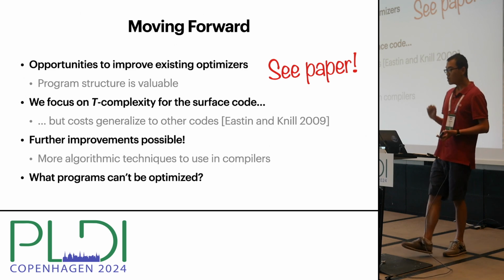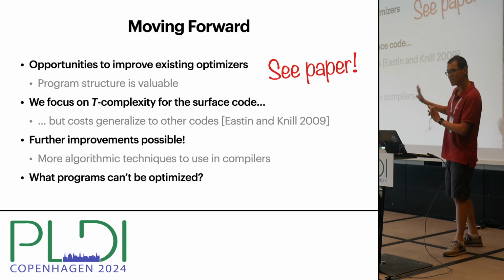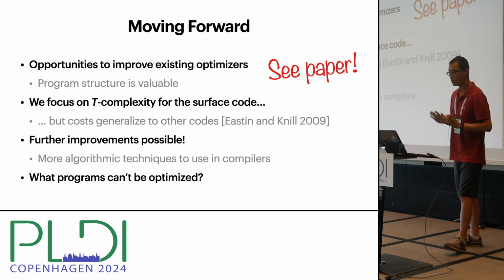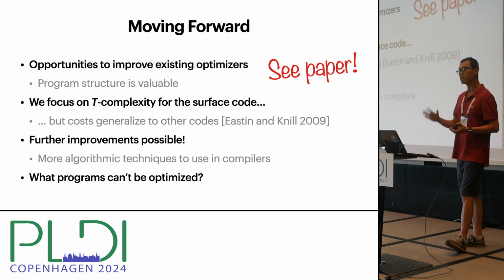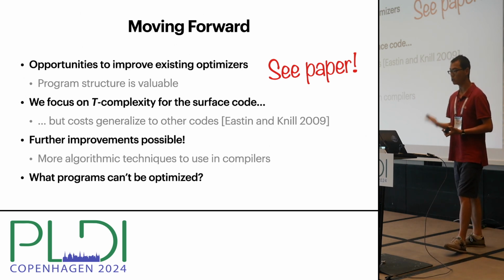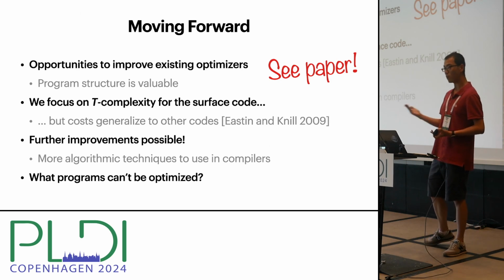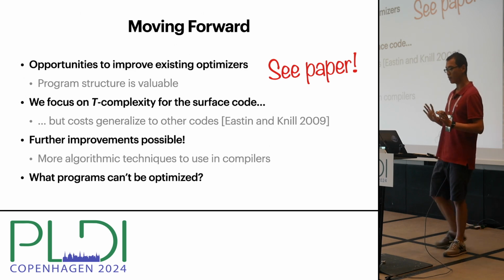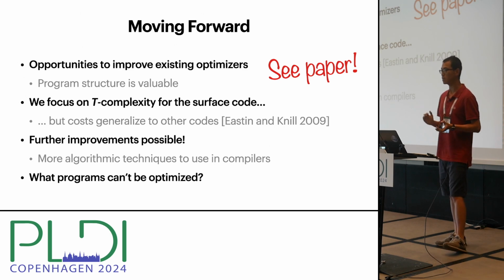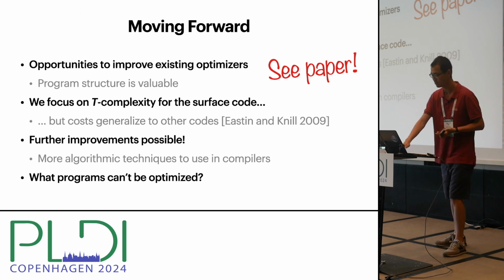Now, if you're curious, so far we've been talking about one specific error correction code, the surface code. In the paper, we have a discussion about how these costs and techniques will apply to other codes. There are other improvements that we can do, other things that quantum algorithm developers are doing right now by hand that we can import into automatic compilers, which leaves open a question of, are there programs that fundamentally can't be optimized this way to get an asymptotic improvement and will always remain some kind of bottleneck under error correction?